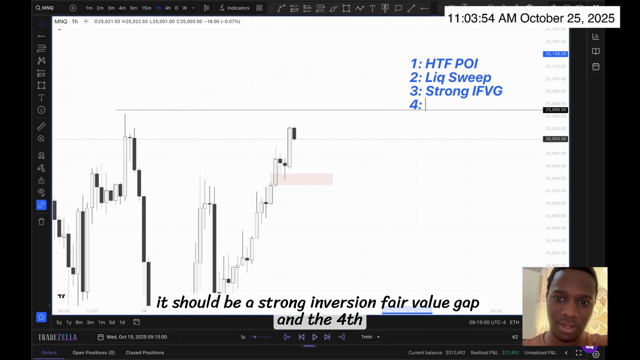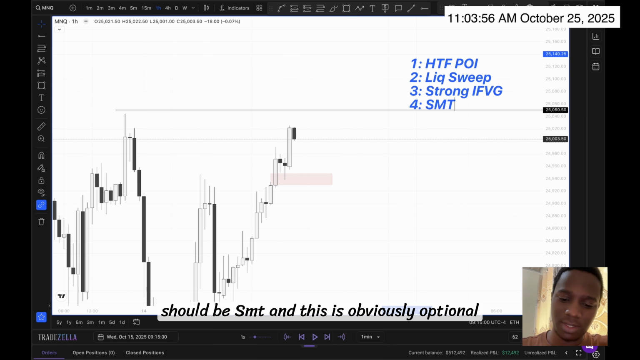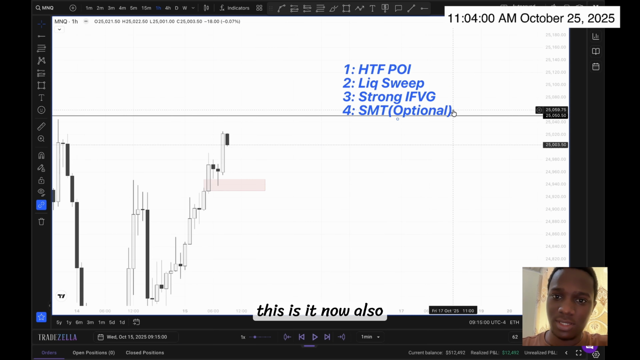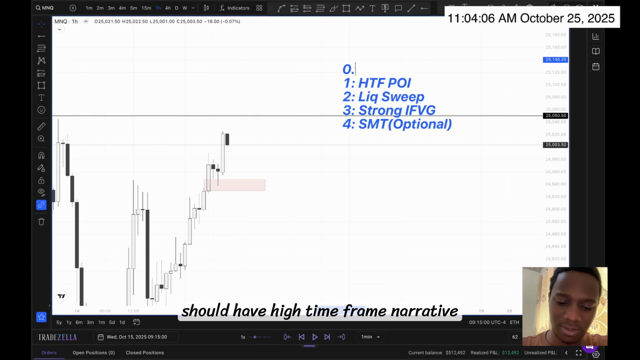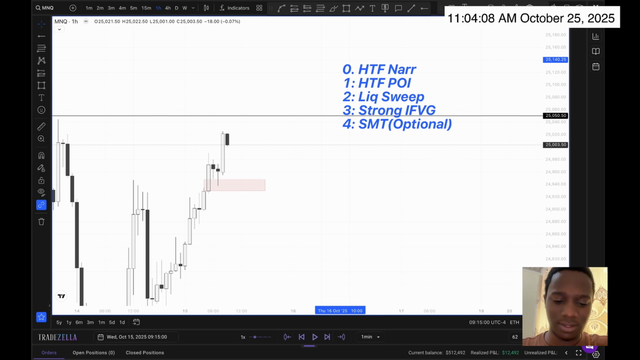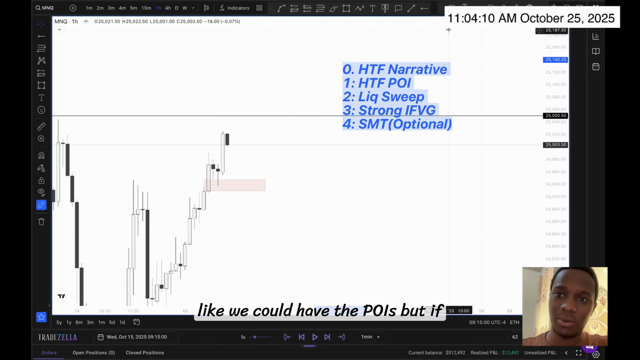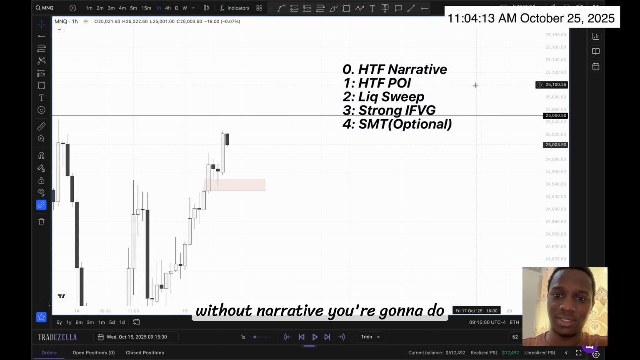And the fourth should be SMT, and this is obviously optional. This is it. Now also I think I should add a zero, should have high time frame narrative. Like we could have the POIs, but without narrative you're gonna do.